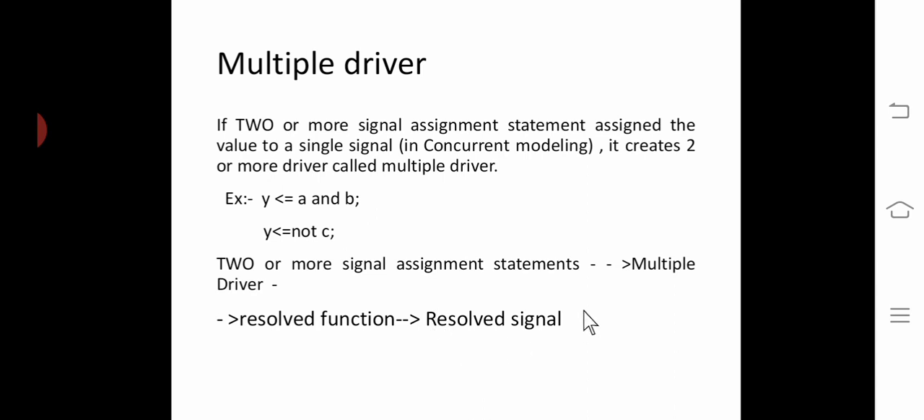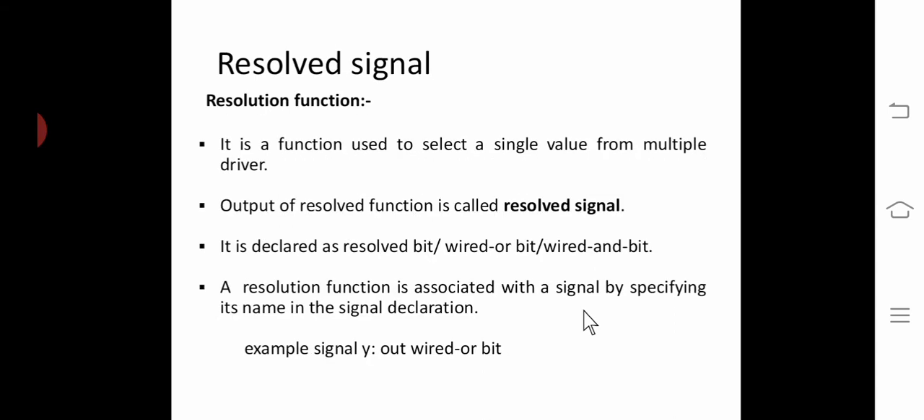Okay, now let us move towards one example using these multiple drivers, and let us see how it uses the resolved function and what the output is. So let us study what we mean by resolved signals. Before going to the examples, first let us know what we mean by the resolved signal and the resolved function. It is a function used to select a single value from the multiple drivers.